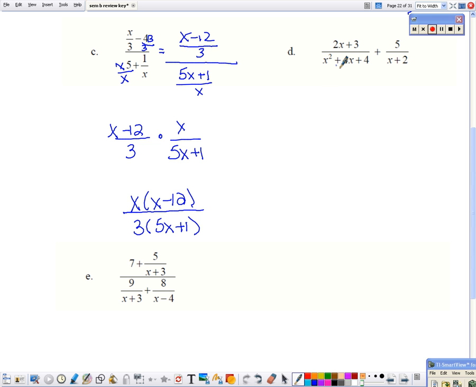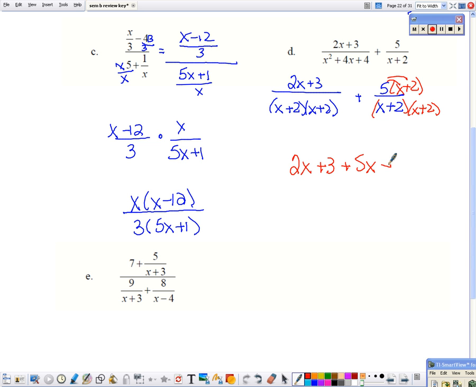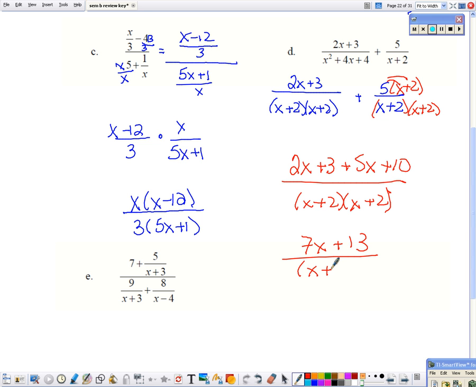Before I start adding d, I'm going to factor this first denominator. And it factors to x plus 2 times x plus 2. Which means this second fraction, to get a common denominator, just needs one other x plus 2. So here we get 5x plus 10. So we have 2x plus 3 plus 5x plus 10 over x plus 2 times x plus 2. Simplifying my numerator, 2x plus 5x is 7x, plus 3 plus 10 is 13. And that's my final answer.